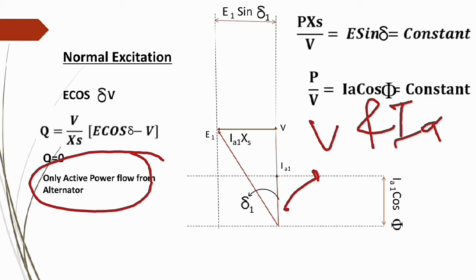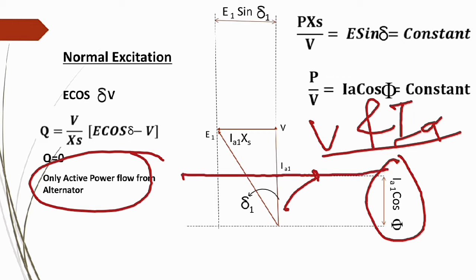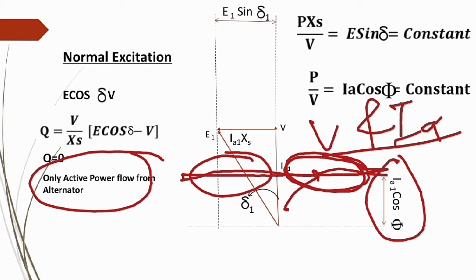Okay, so here also you will see the Ia cos phi. So that means the locus of armature current should be this. In case of the overload, we will go to the right side. In case of over excitation, we will go to the right side. In case of under excitation, we will go to the left hand side. Okay, so this is called the locus of armature current, and this one is called the locus of EMF.